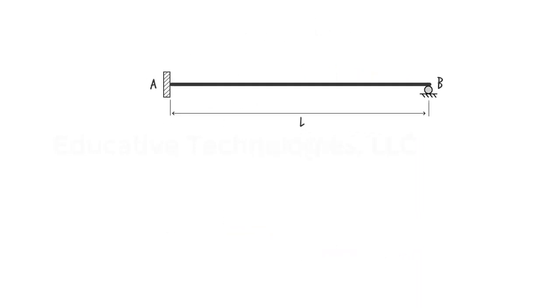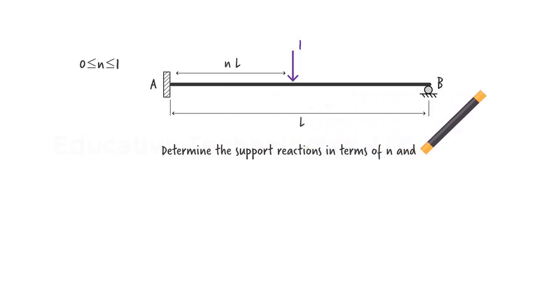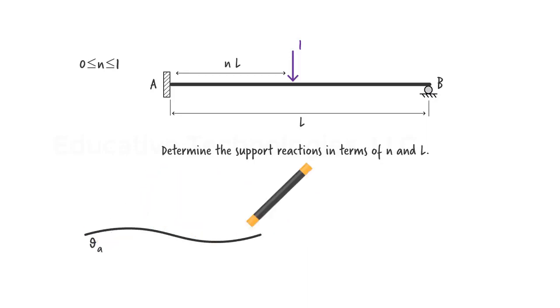First, we are going to calculate the support reactions for the beam. Let L be the beam's length and NL be the position of the unit load for which we want to determine the support reactions. Note that N is a number between 0 and 1. We can analyze this beam using any of the techniques that we discussed previously. I am going to use the slope deflection method for this analysis. We denote the beam's end rotations as theta A and theta B, and the member end moments as MAB and MBA. They are assumed to act in the counterclockwise direction.